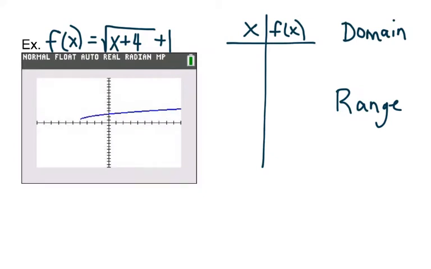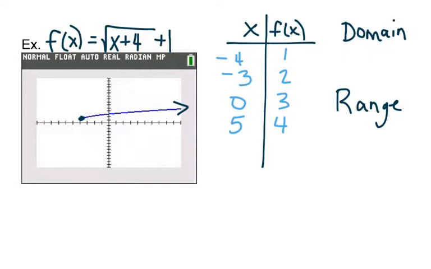Here's a square root function. We should have talked about this in Math 2. If you didn't, it's fine. It's going to work the same way. So go ahead and fill out your table if you want to. 1, 2, 3. Okay, so if you remember from a square root function, it definitely starts at a certain point, but then it's going to keep going on forever.